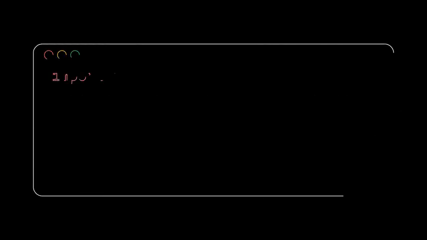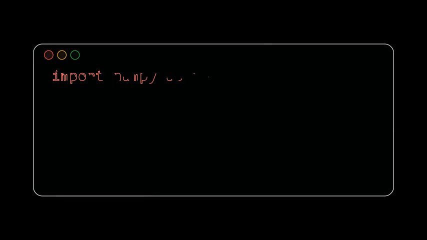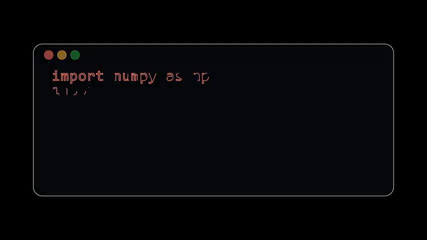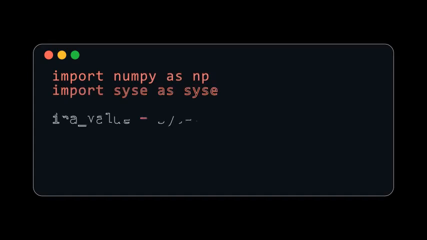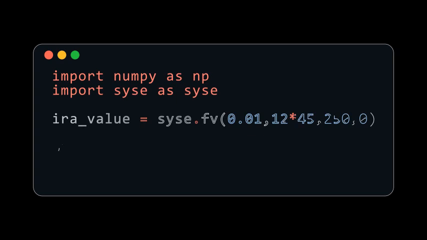First, import NumPy and SysE. Now, let's go over our variables. The rate is 1%. The number of compounding periods is 12 multiplied by 45. That is because we are receiving a monthly return for 45 years. The payment is $250 and the present value is 0.